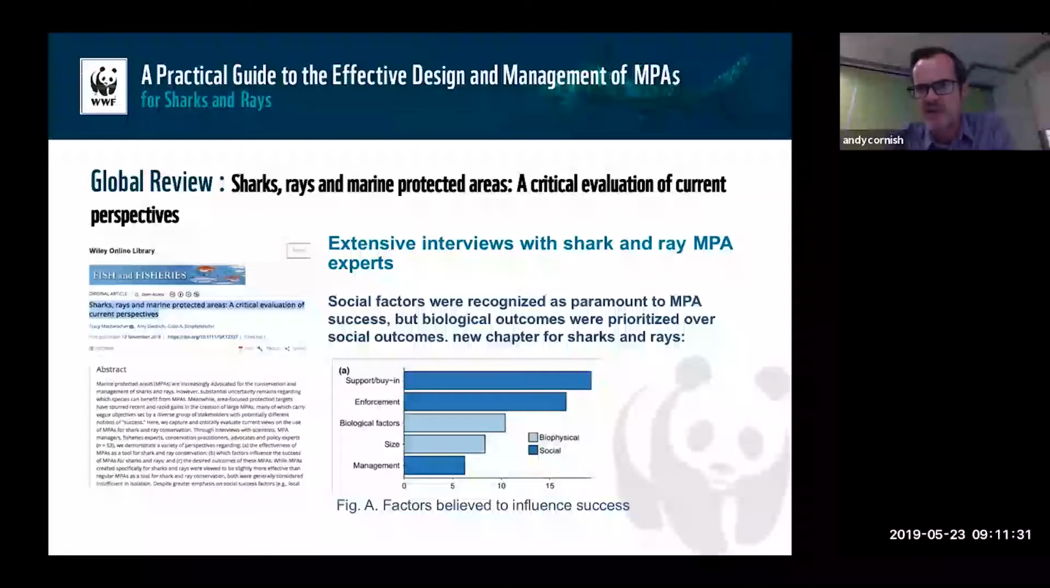And the paper found that even though it was the opinion of people that that was the most important one, if you look at how these existing shark MPAs have come about, most attention has actually been put on the biophysical factors. So the biology of the animals and the size of the MPA and things like that. So there's a bit of a disconnect there that we can learn from and should learn from moving forwards. And that comes through very clearly through our new guide.